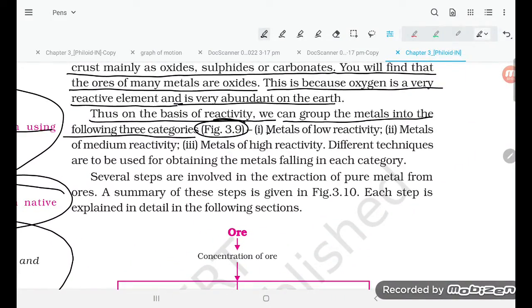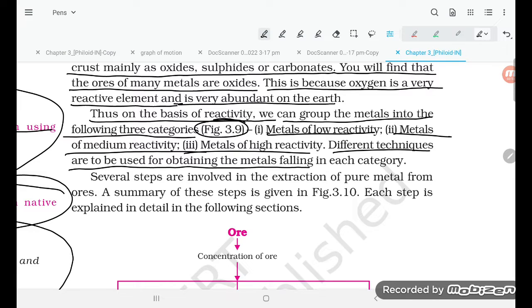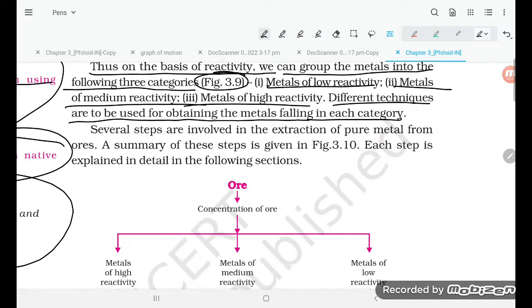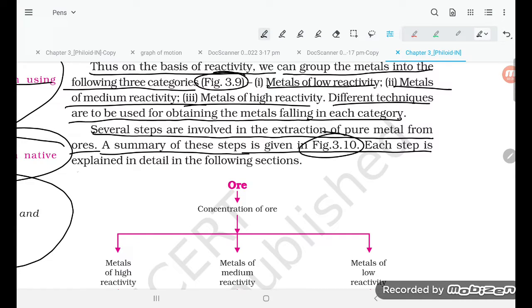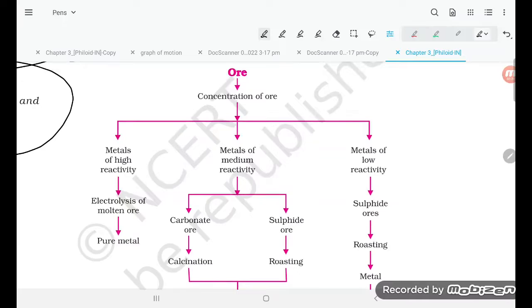Now see, metals of low reactivity, metals of medium reactivity, and metals of high reactivity. Different techniques are to be used to obtain the metals falling in these categories. Several steps are involved in the extraction of pure metal from ores. A summary of these steps is given in figure 3.10. Each step is explained in detail in the following sections.